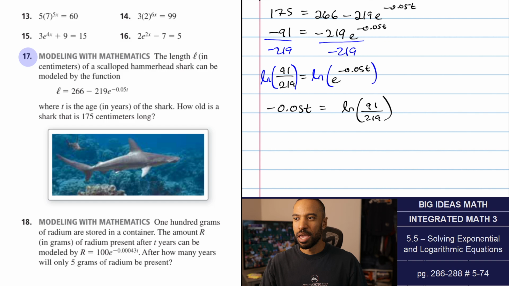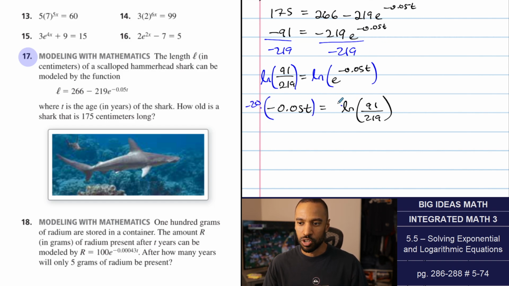So if I multiply both sides by negative 20, that's the same thing as dividing both sides by negative 0.05. I bring that up because I like to write exact answers before this that look good. So t equals negative 20 times the natural log of 91 over 219.